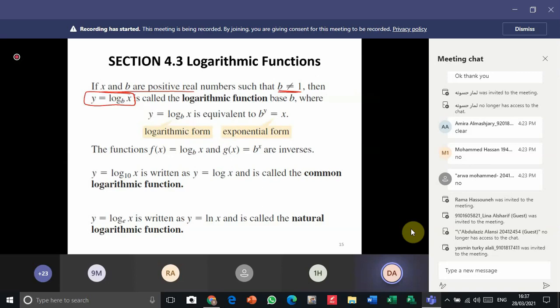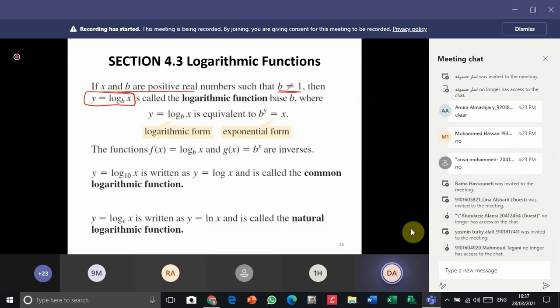Okay, so we can convert between this formula and this formula, exponential form and logarithmic form. For example, okay, I need to slide and return to this slide.